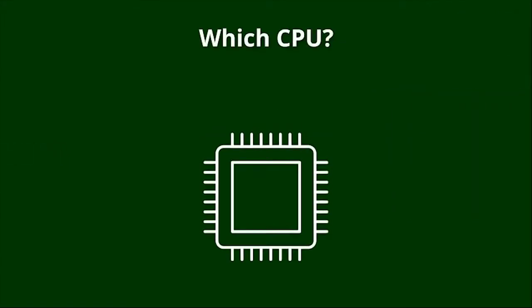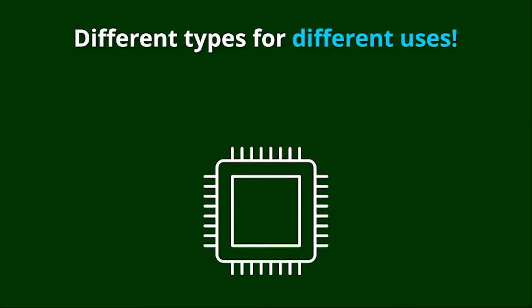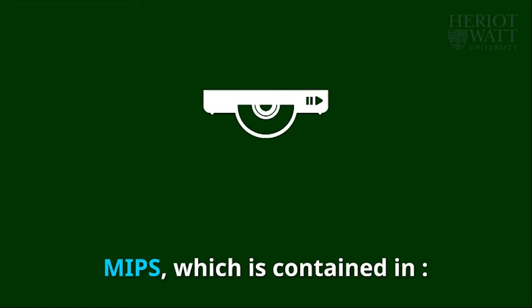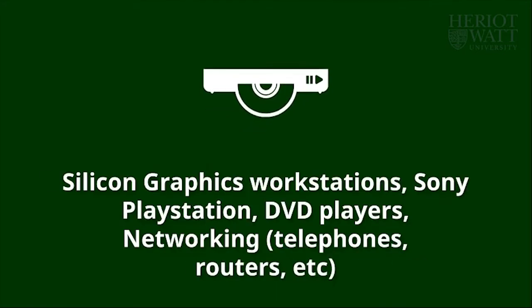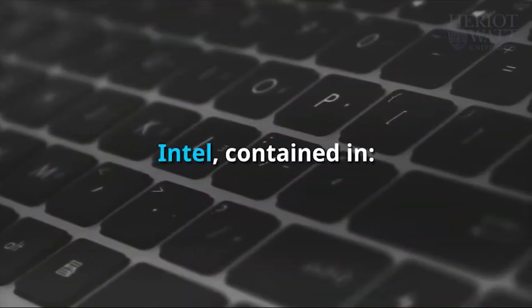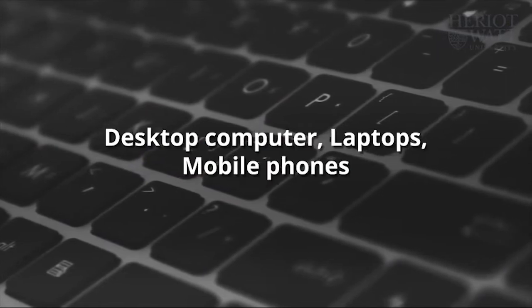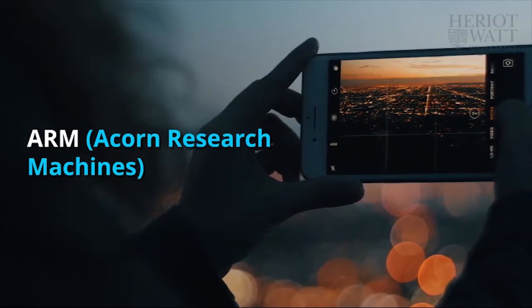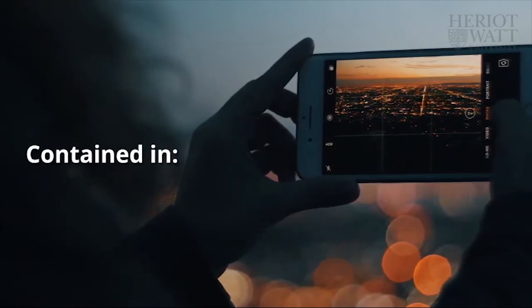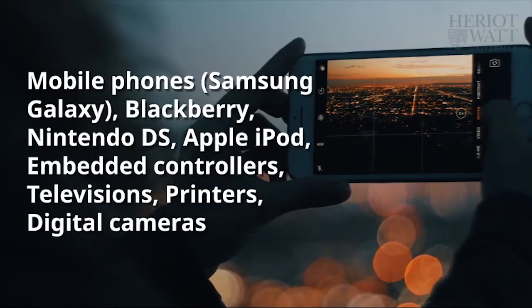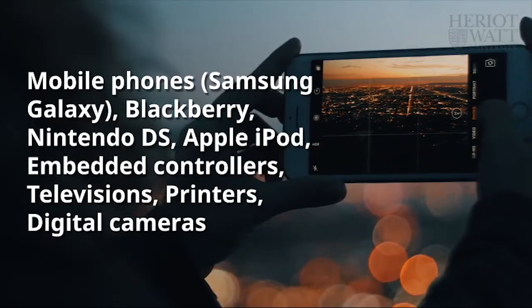Which CPU? Different types for different uses. MIPS, which is contained in Silicon Graphics workstations, Sony PlayStations, DVD players, and networking. Intel, contained in desktop computers, laptops, and mobile phones. ARM, Acorn RISC Machines, contained in mobile phones, Blackberries, Nintendo DS, Apple iPod, embedded controllers, televisions and more.